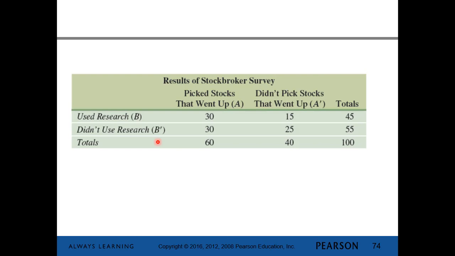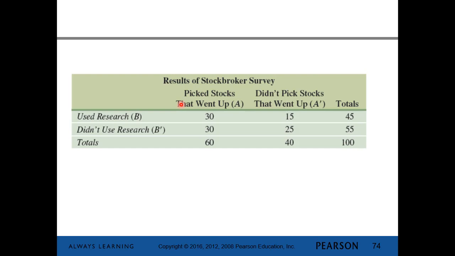If we look at this contingency table here, we've got different stocks: picked stocks that went up and stocks that didn't go up, used research and didn't use research. So you're relating these two variables. Okay. What happens if I want the probability that, if I randomly selected an outcome, the outcome did not use research? So what's the probability of not B?